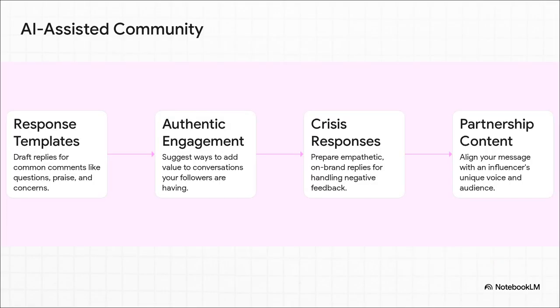So how can AI actually help with this? Well, think of it in these 4 stages. You can use it to draft templates for common questions, which is a huge time saver. You can have it brainstorm ways to authentically jump into conversations. You can even use it to prepare on-brand crisis responses and collaborate on partnership content. The main takeaway here is that this is all about assistance, not total automation.